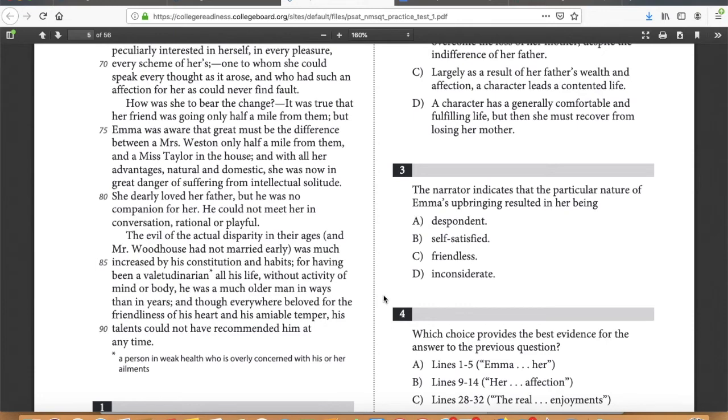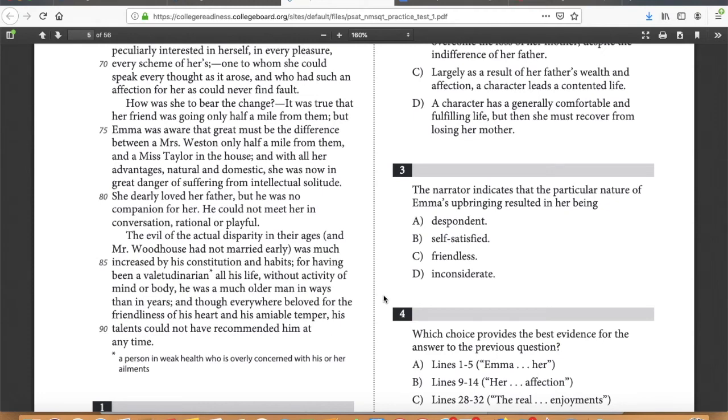She's kind of saying that she feels a big difference between the people almost. Read it again if you need to. Take it again from line 73. How was she going to bear the change? It was true that her friend was going only half a mile from them, but Emma was aware that great must be the difference between a Miss Weston only half a mile from them and a Miss Taylor in the house. All right. So she feels like it's a longer distance.